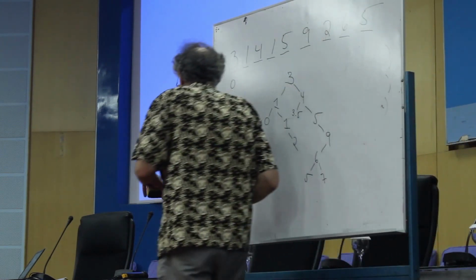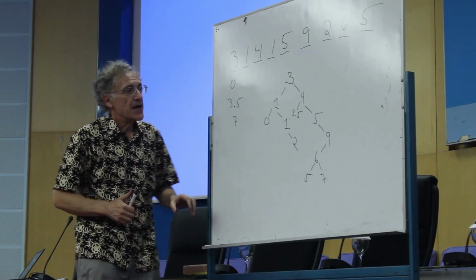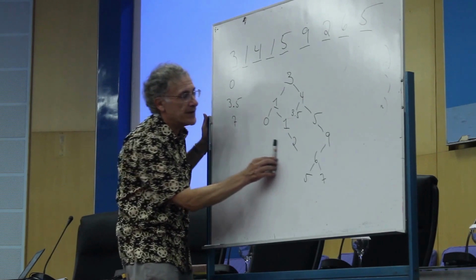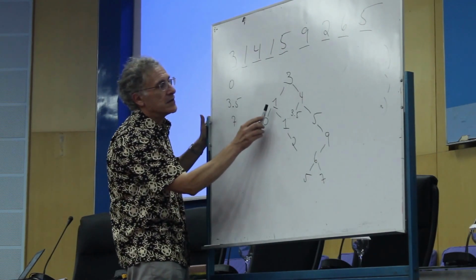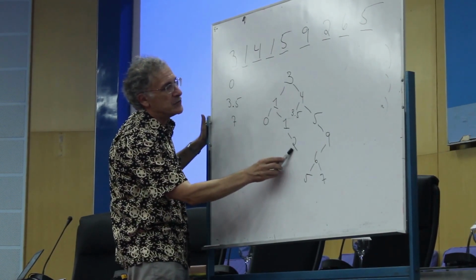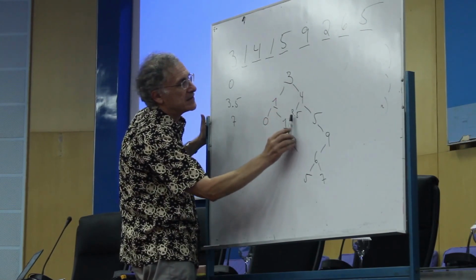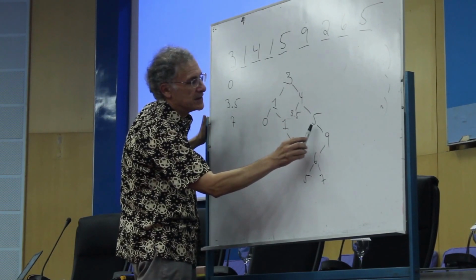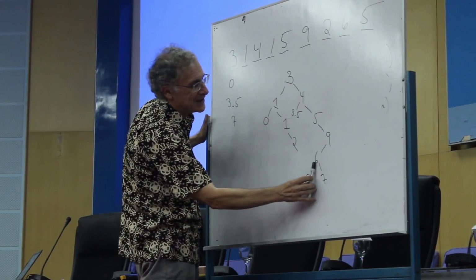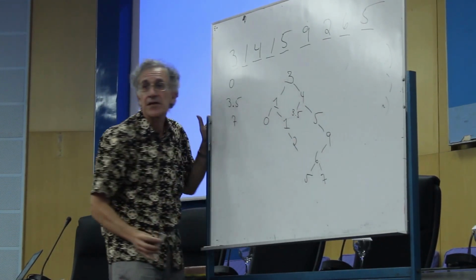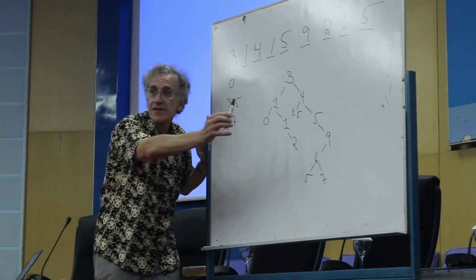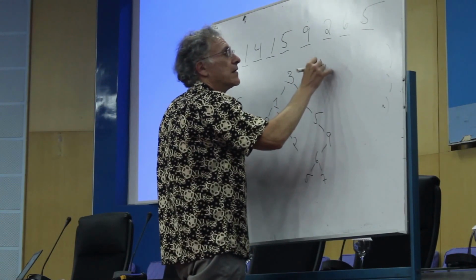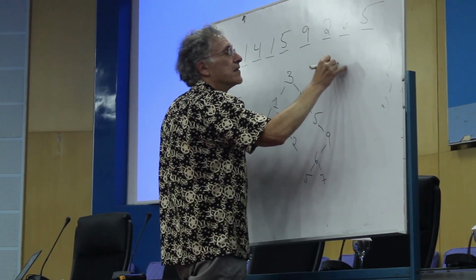So if I use this arrangement, the numbers are actually sorted. Here they are. If I read this way, 1, 1, 2, 3, 3.5, 4, 5, 5, 6, 7, 9. Reading it in this order. So this is called a binary tree.